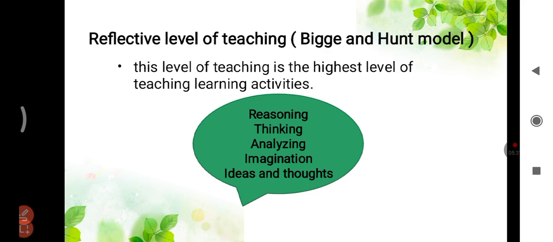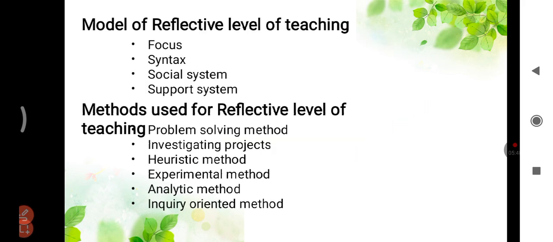The next heading is the reflective level of teaching, the Bigge and Hunt model. This is the highest level of teaching and learning activities. The components: reasoning, thinking, analyzing, imagination, ideas and thoughts. The model of reflective level of teaching: focus, syntax, social system, support system. The methods used for the reflective level of teaching: problem solving method, investigation projects, heuristic method, experimental method, analytic method, inquiry oriented method. These are the methods of teaching.